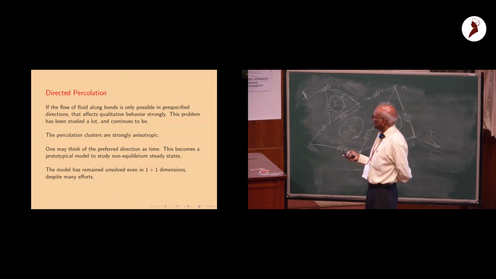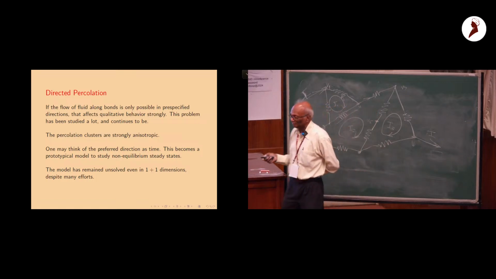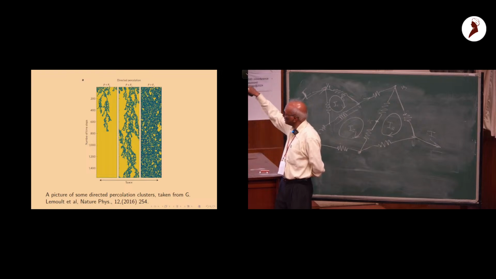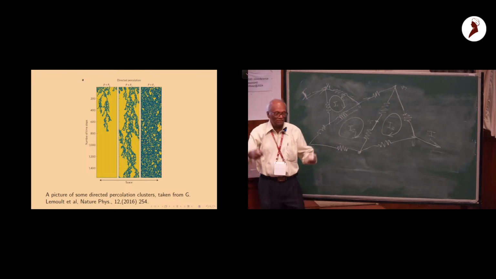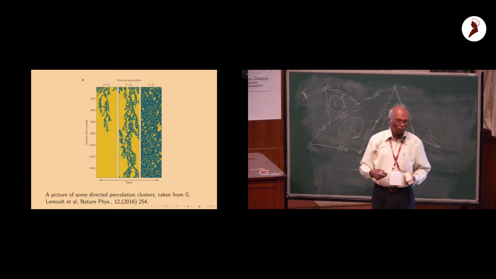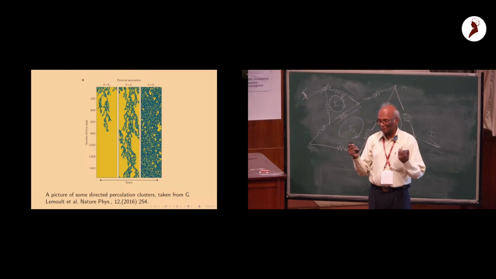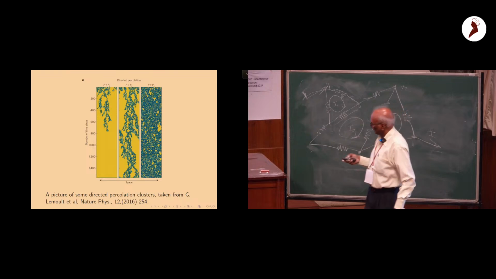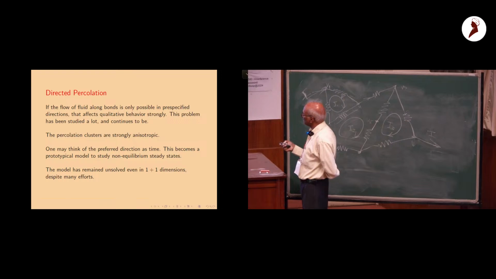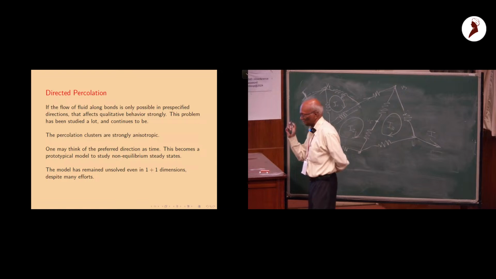Okay. So if you think of the preferred direction as time, then the same picture can be thought of as the time evolution of a one-dimensional system. This idea we also introduced yesterday. You can think of it as a two-dimensional percolation problem or animal problem, or as a one-dimensional system evolving in time. And so then these things become prototypical examples for the study of non-equilibrium steady states.